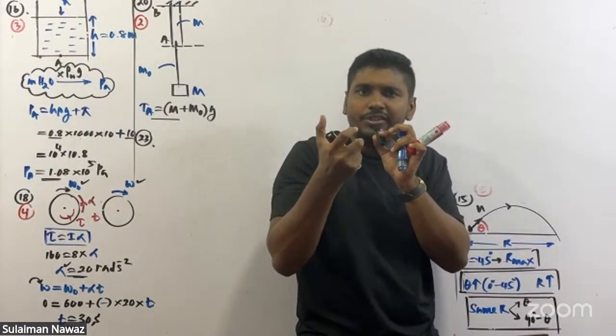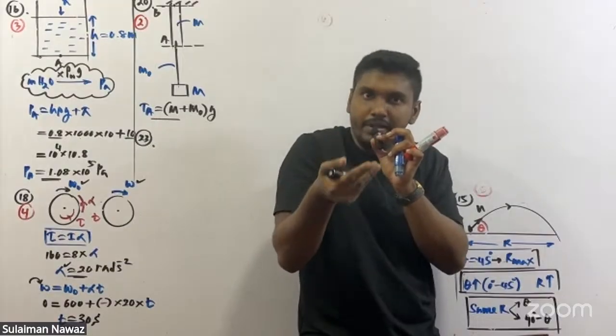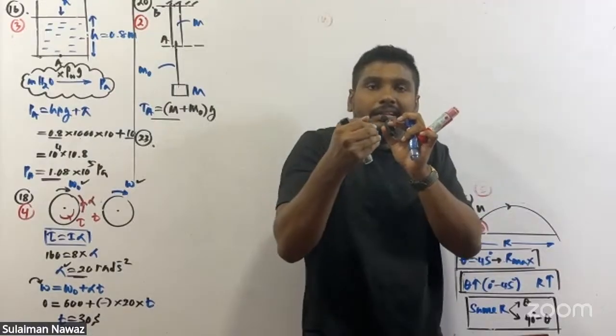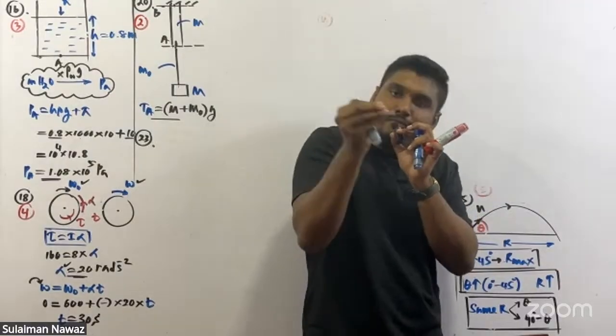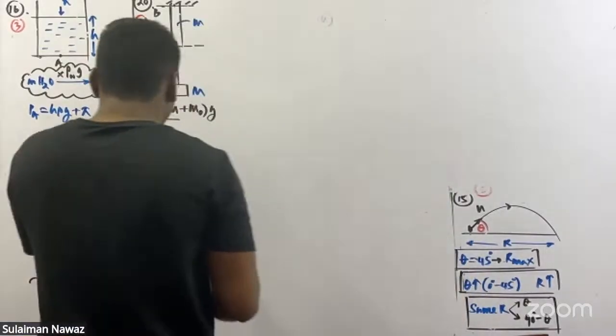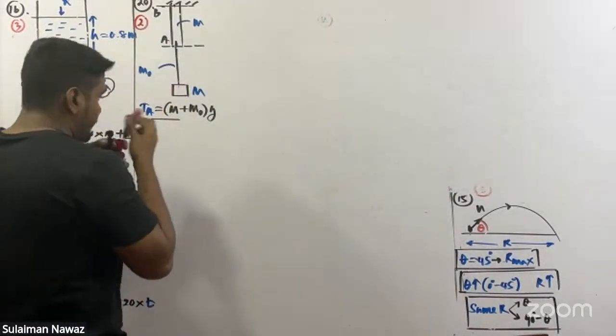No need to do any calculation. If the books are in equilibrium, not accelerating or decelerating, the resultant force acting on any book must be 0. Direct answer is 5. Question number 23, answer is 5.